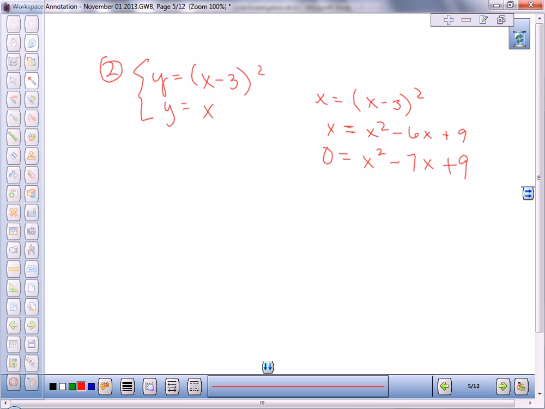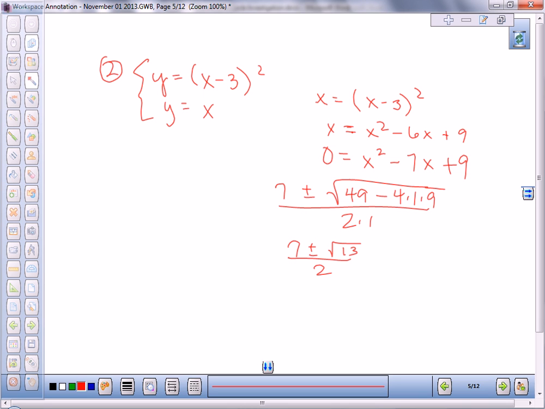Quadratic formula. Negative b plus or minus the square root of b squared minus 4ac, all over 2a. All right, so we get 7 plus or minus the square root of 13, all over 2. Okay, give me the decimal equivalents for those. Nearest tenth is fine.